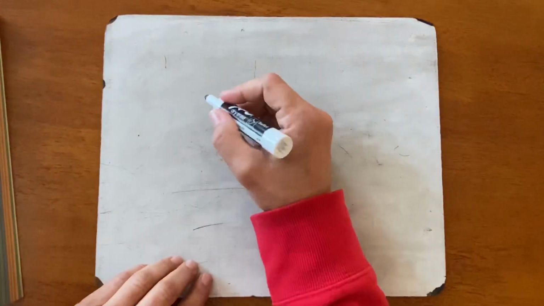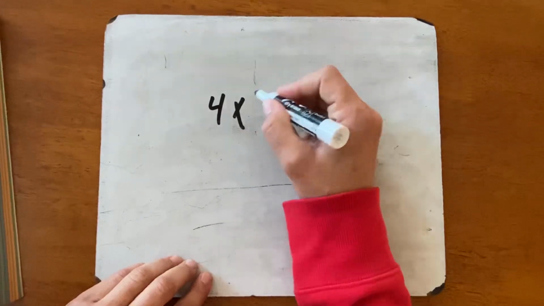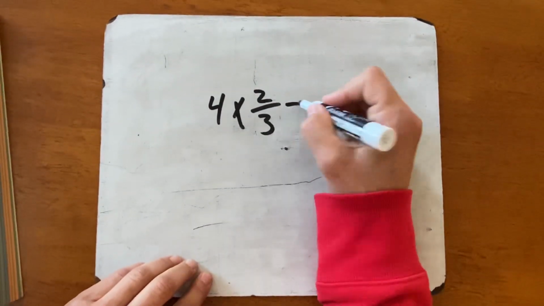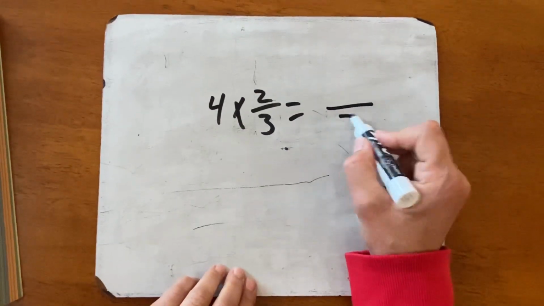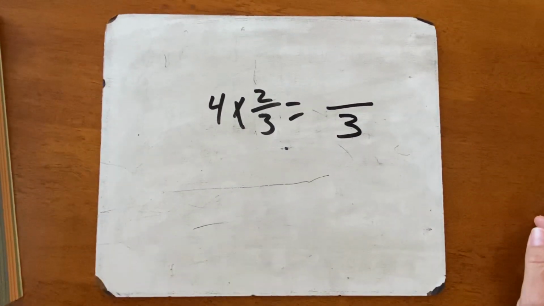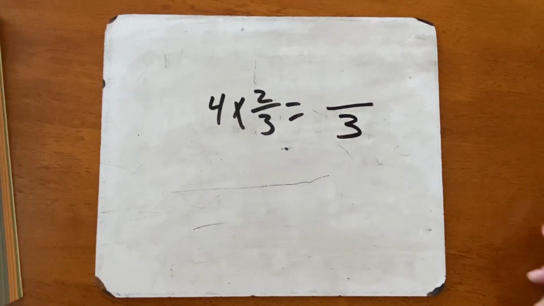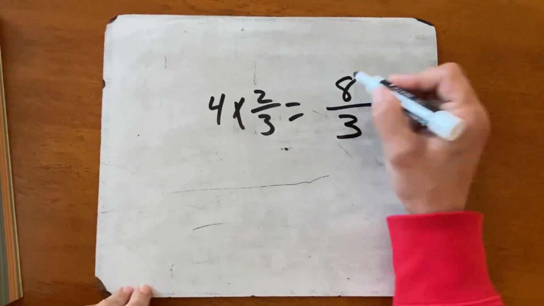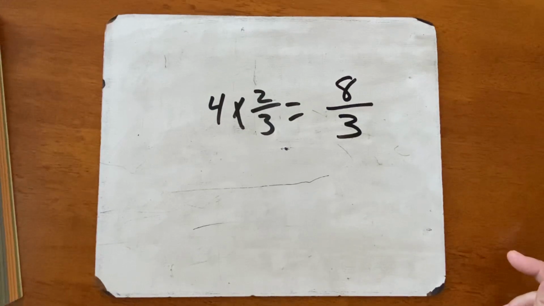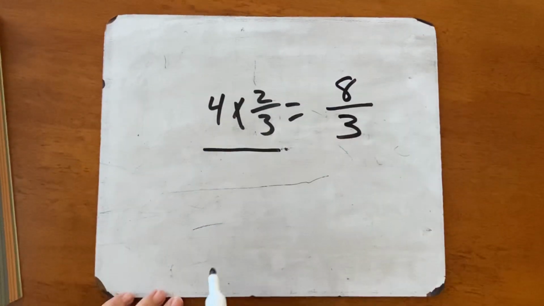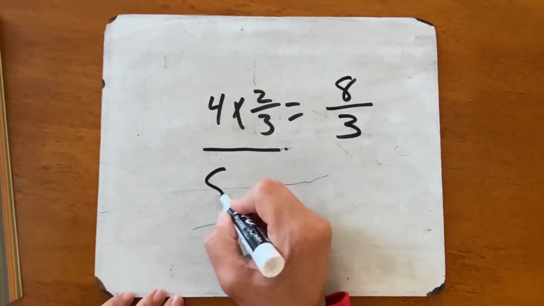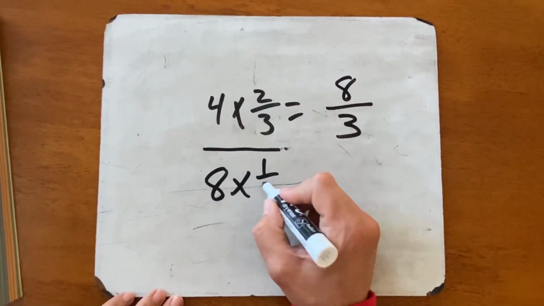So here we go. Here's 4 times 2/3. Now, if you remember from last week, when we multiply this type of problem, your denominator stays the same. You simply multiply the whole number times your numerator. So in this case, it would be 8/3. Okay? And then they want to know how this is related to this.